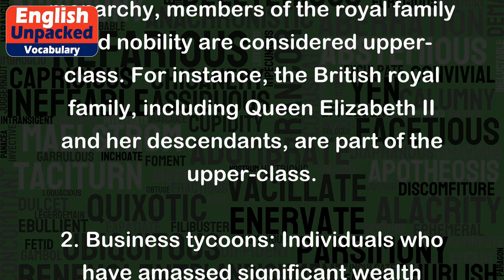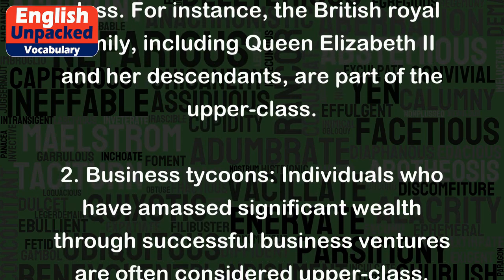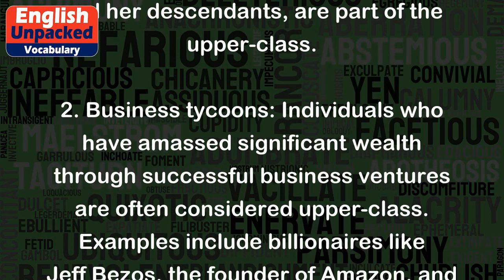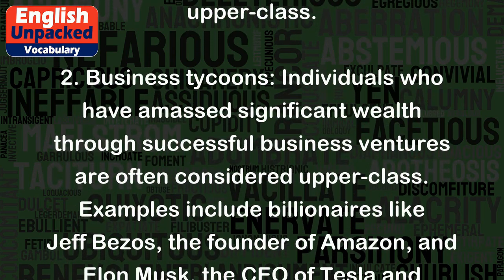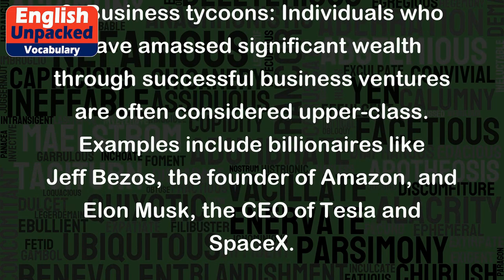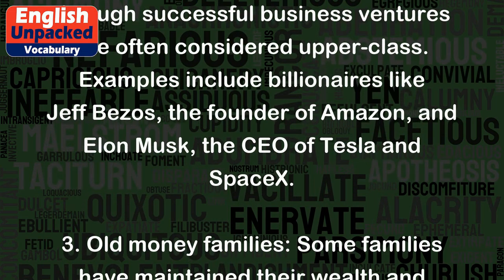2. Business tycoons. Individuals who have amassed significant wealth through successful business ventures are often considered upper class. Examples include billionaires like Jeff Bezos, the founder of Amazon, and Elon Musk, the CEO of Tesla and SpaceX.